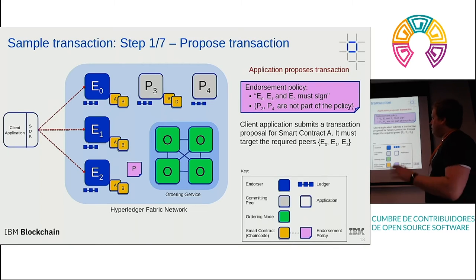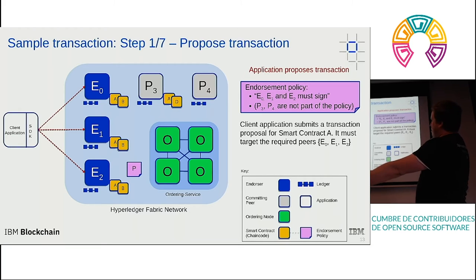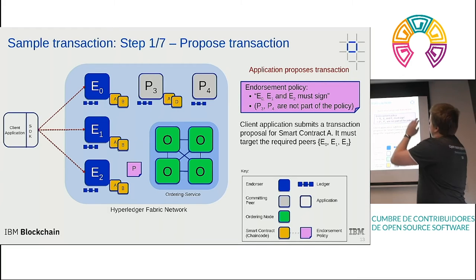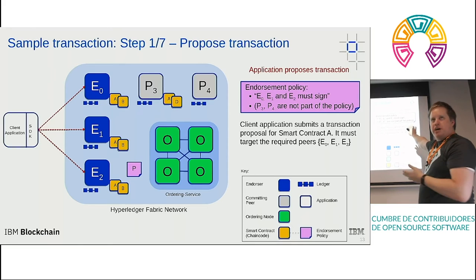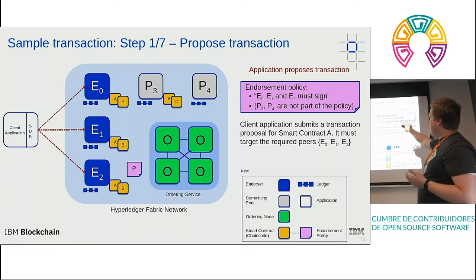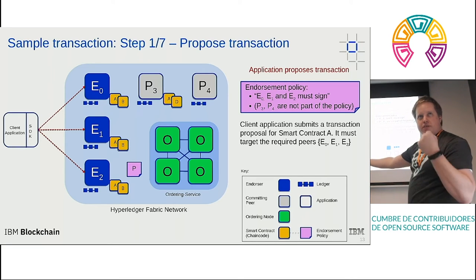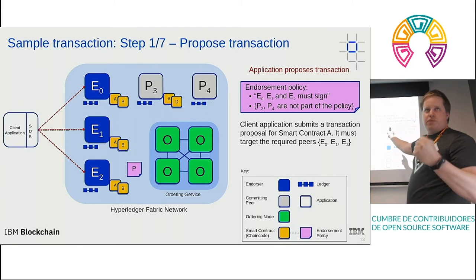So, quick demo, not demo, but an example of what this looks like in practice. I didn't talk about endorsement policy, but the endorsement policy is the thing that says, who must execute this? Who must endorse this individual transaction? And from this purple box, you can see that the three blue guys are part of the set that must endorse the transaction, and the gray ones don't care.